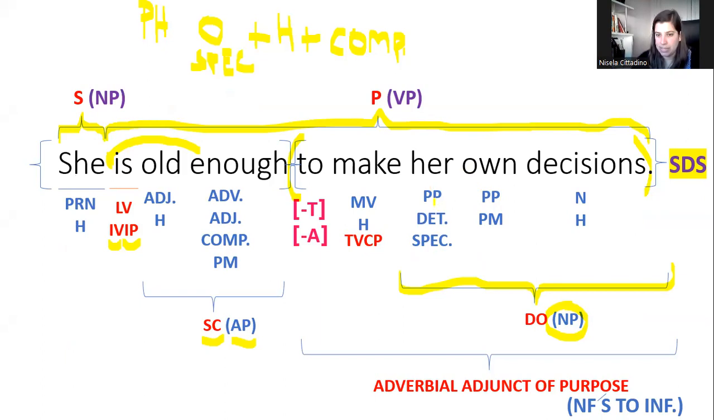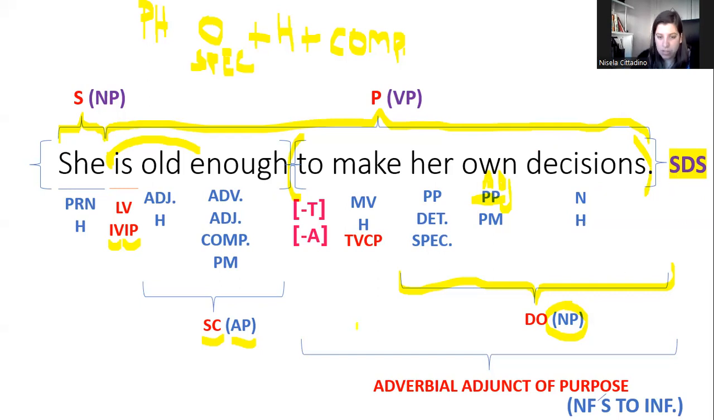Her is the possessive pronoun, the determiner and the specifier, but own in this case is an adjective, not a personal pronoun, a possessive pronoun. Then you can change it, okay? When I upload the PowerPoint presentation, I will change it, because own decisions, yes, it's describing the decisions, and it's a pre-modifier, yes? So here, this is an adjective, okay? Her own decisions. Decisions is the noun and the head of the noun phrase, okay?